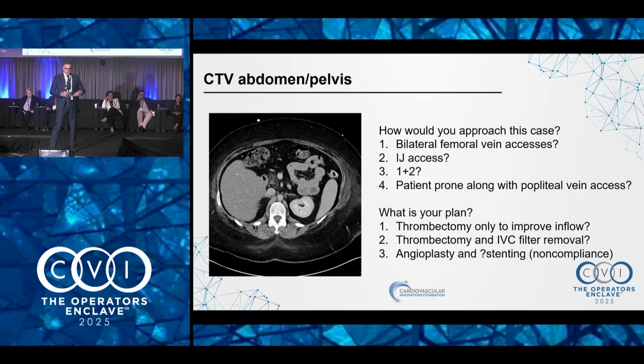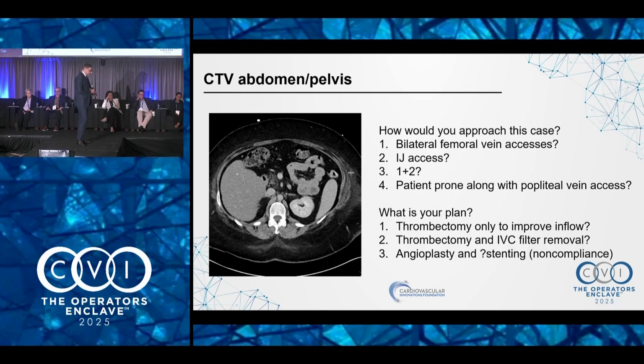Thinking about all this, I thought maybe the best way to do it is to go prone, popliteal vein access, to improve my inflow. I guess this is the most important part of the procedure. Go on the right and maybe on the left, but go on the right leg first, try to improve the inflow, open the flow, and then maybe bring her back and put her supine and take care of the rest.